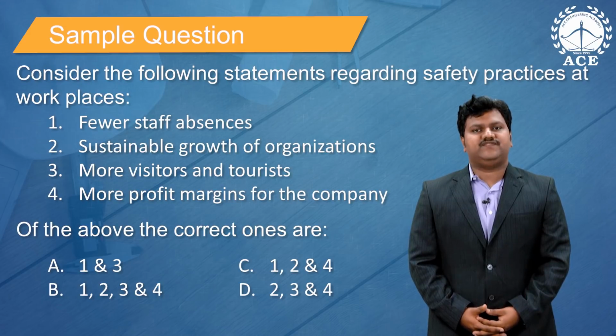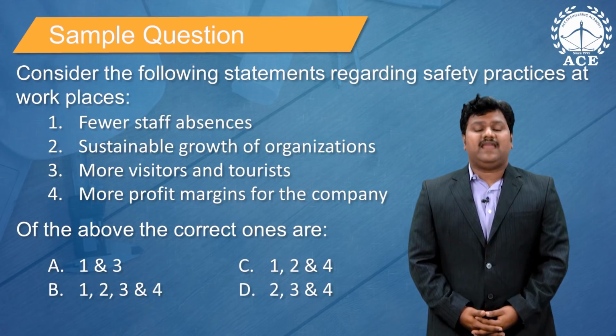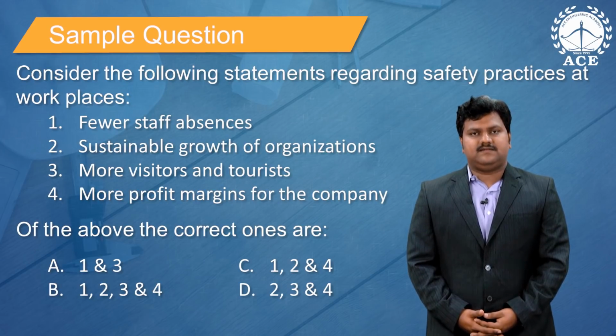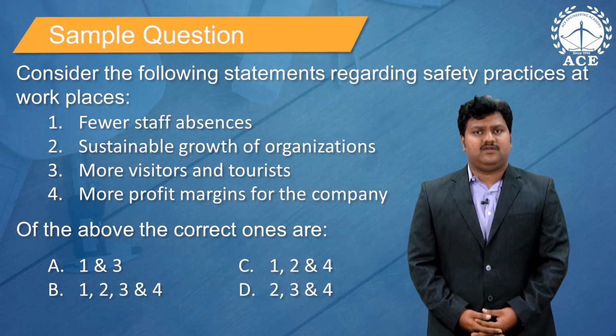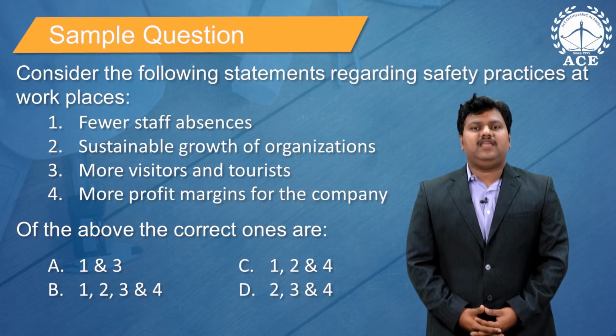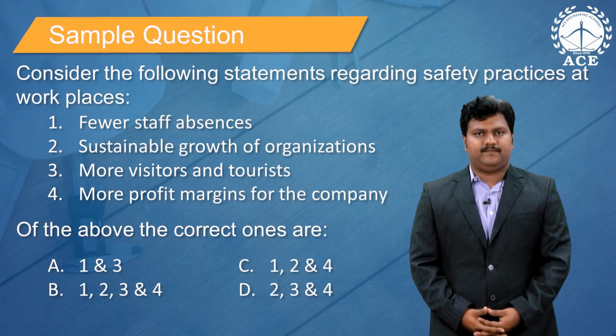Now, with the implementation of safety practices at workplaces, the organization can reduce the number of absentees among the staff or the employees. So, the first statement is correct. Second, sustainable growth of the organizations. As the safety practices are implemented at the workplace, the probability of accidents within the workplace decreases. Because of this decrease, there can be a sustainable growth of the organizations.